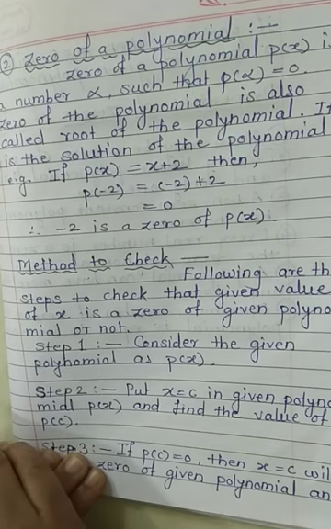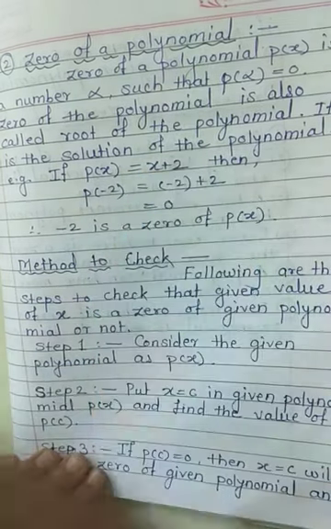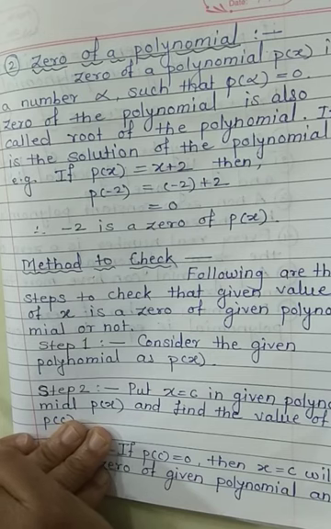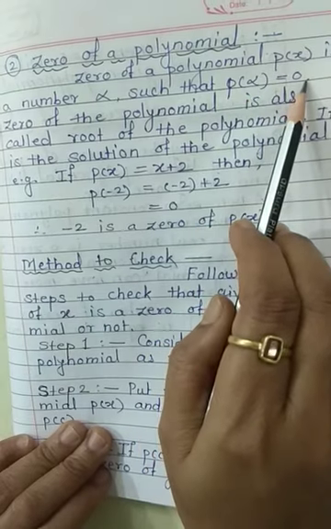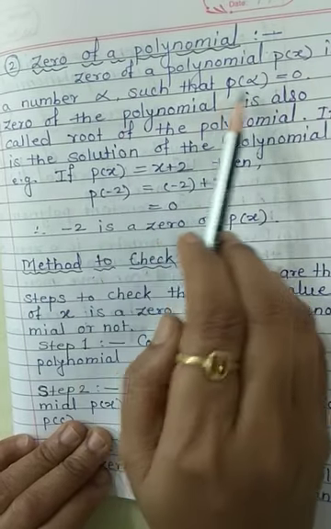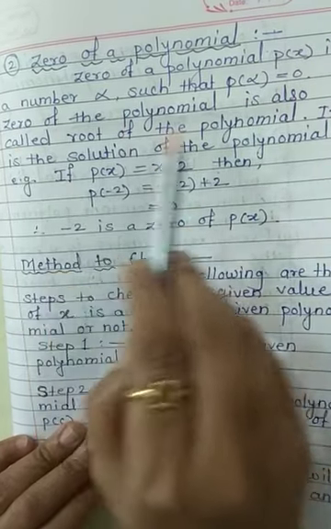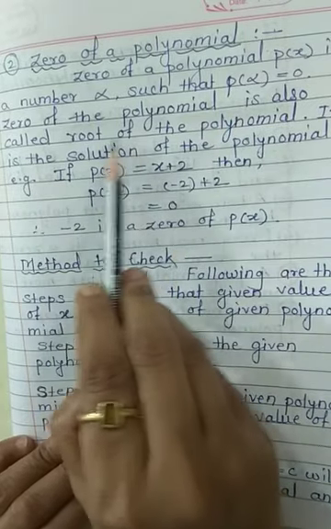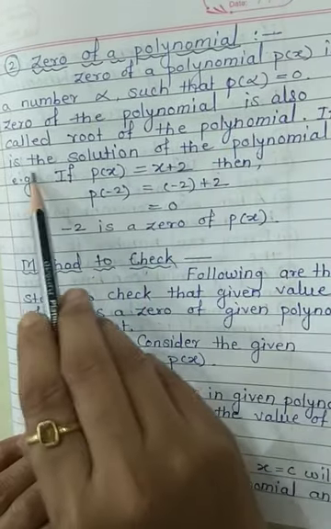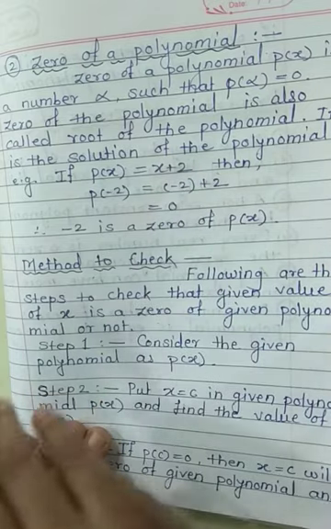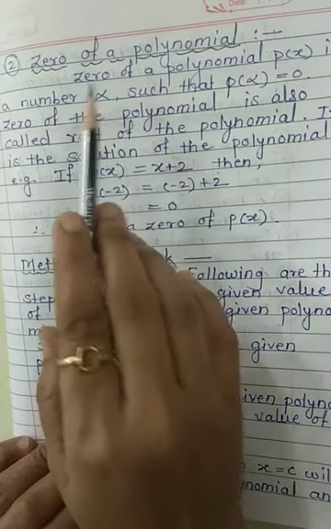Now let us see what is 0 of a polynomial. 0 of a polynomial P of x is a number alpha such that P of alpha is equal to 0. Here alpha is any constant. 0 of the polynomial is also called the root of the polynomial. It is also the solution of the polynomial.